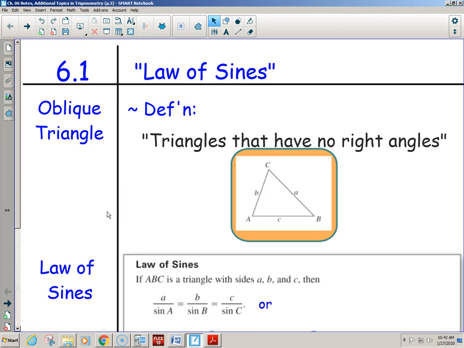An oblique triangle is just the general name for a non-right triangle, but it could be an obtuse triangle, which has an obtuse angle, which is an angle greater than 90, or it could be an acute triangle, where all three of the angles are acute, aka less than 90. Wait a minute. An obtuse triangle has how many obtuse angles? Why can it only be one?